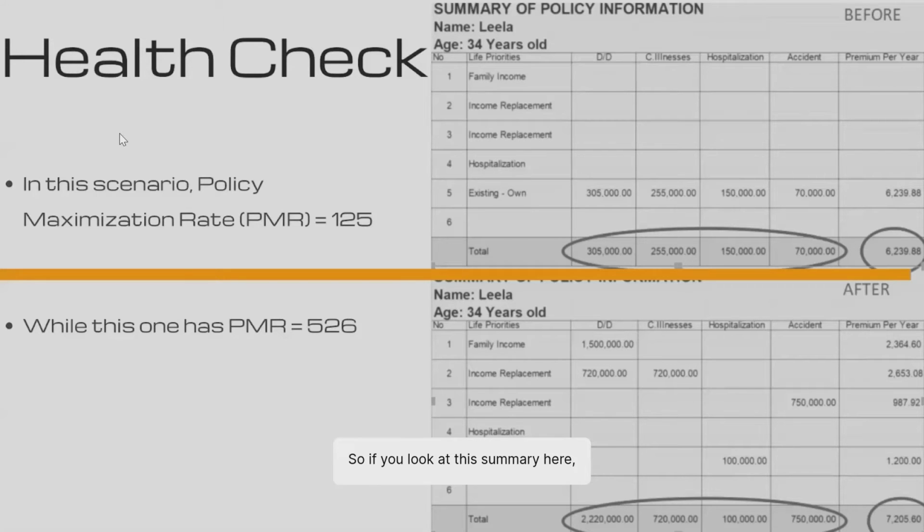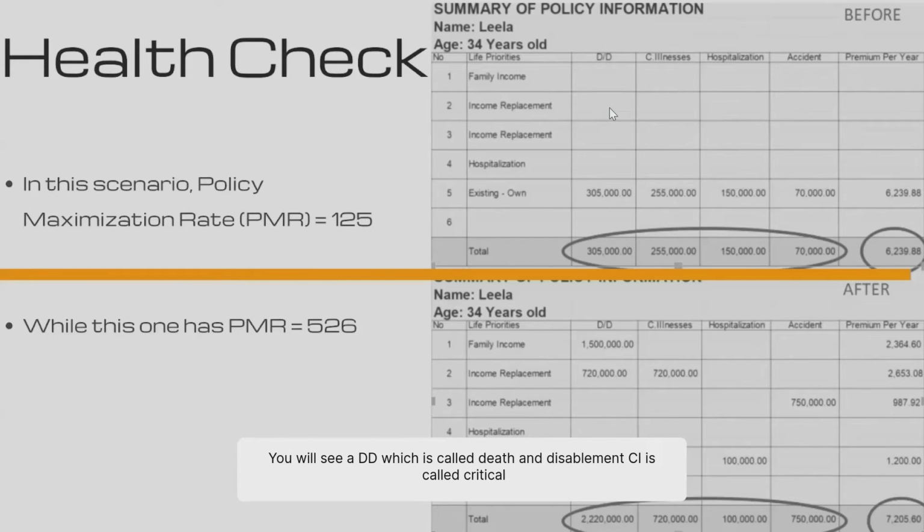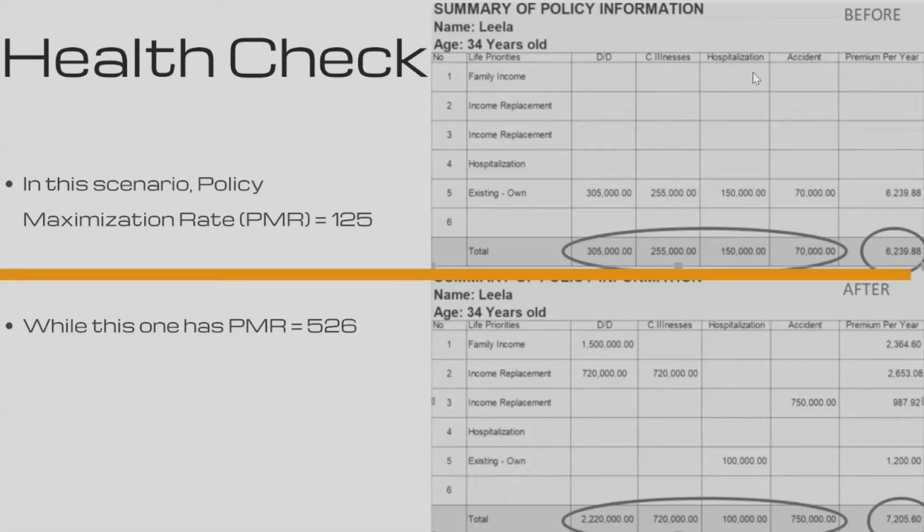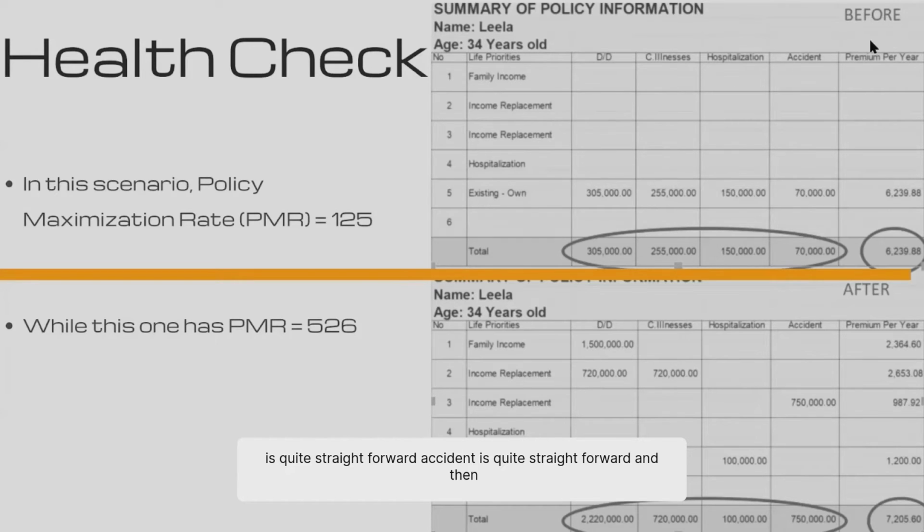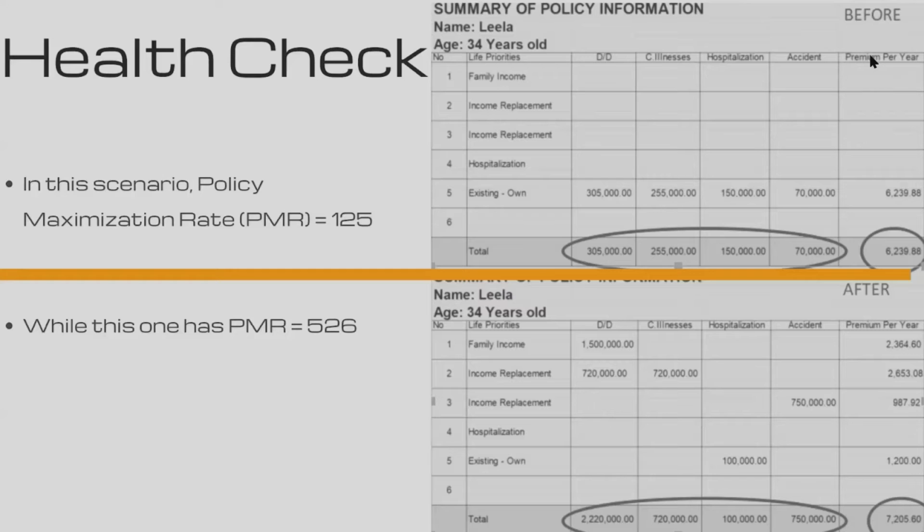So if you look at this summary here, basically there will be these 4 columns. Okay, you will see a DD, which is called death and disablement. CI is called critical illness. Hospitalization is quite straightforward, accident is quite straightforward, and then premium per year. So once you fill in all this, right, the worksheet that I give you will automatically calculate the PMR for you. So make sure you fill in your premium per year as well, right?